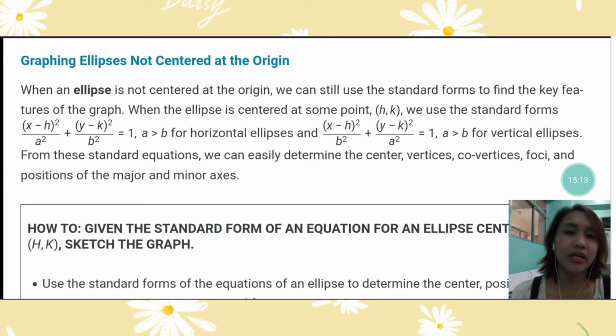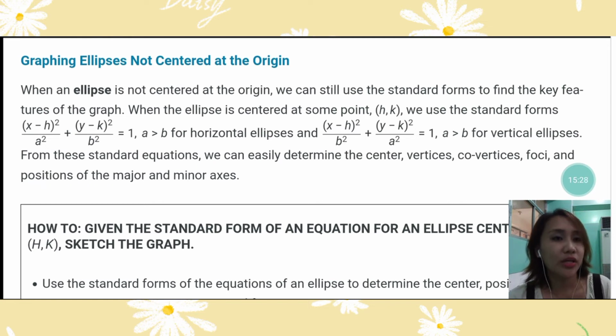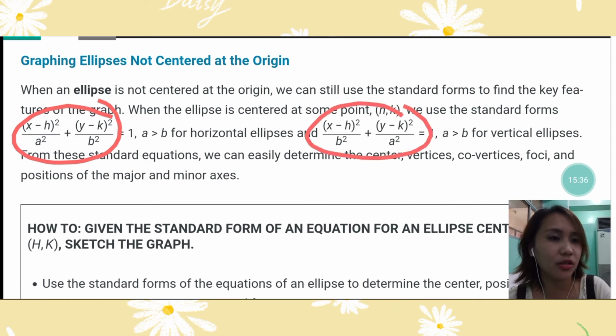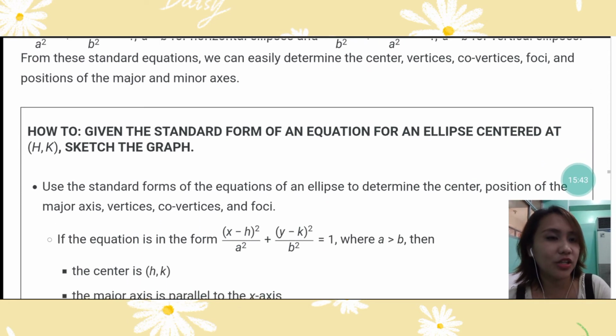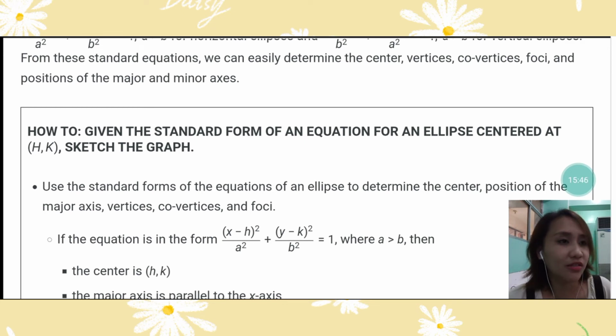So last one right here is graphing ellipses not centered at the origin. When an ellipse is not centered at the origin, we can still use the standard forms to find the key features of the graph. When the ellipse is centered at some point (h, k), we use this standard form if the ellipse is horizontal, and this equation for a standard form if the ellipse is vertical. From these standard equations, we can easily determine the center, vertices, co-vertices, foci, and positions of the major axis.